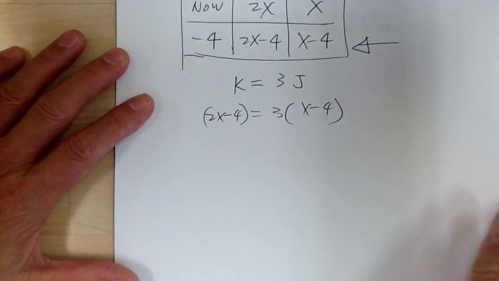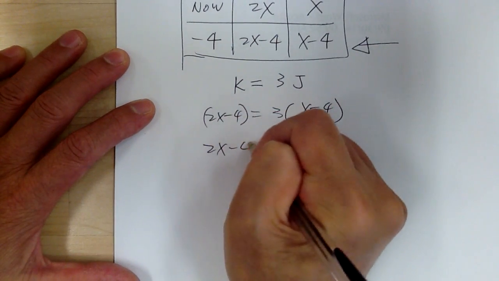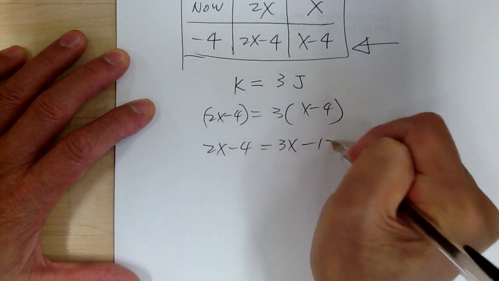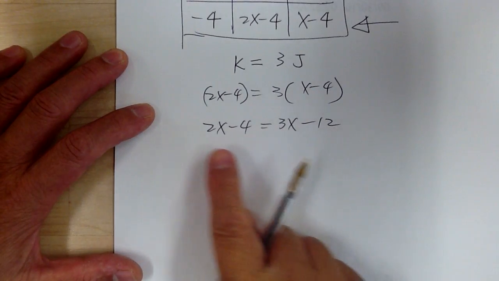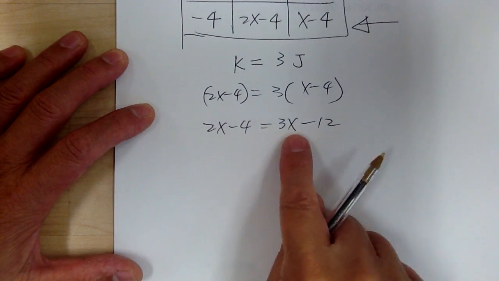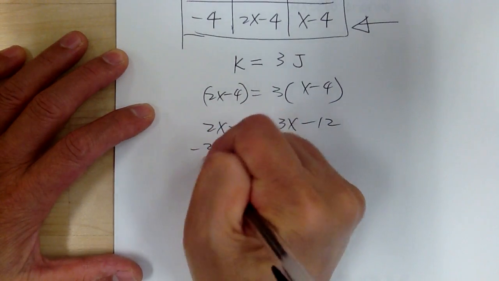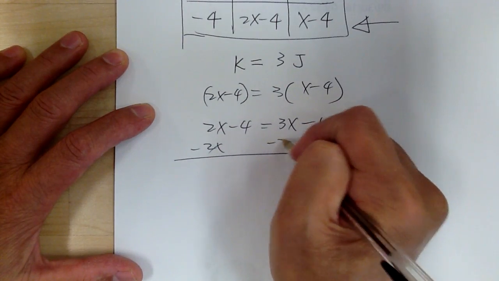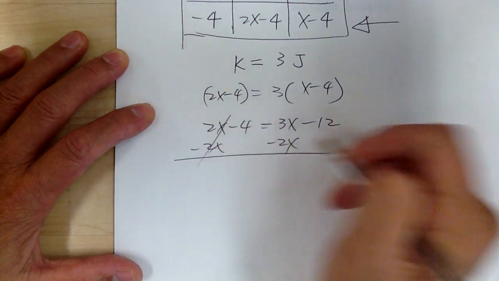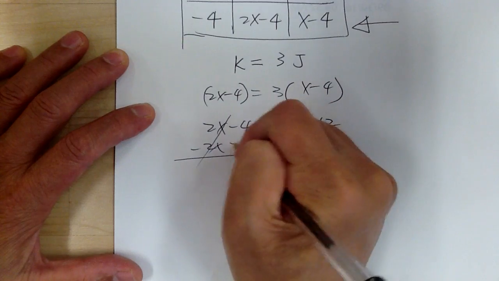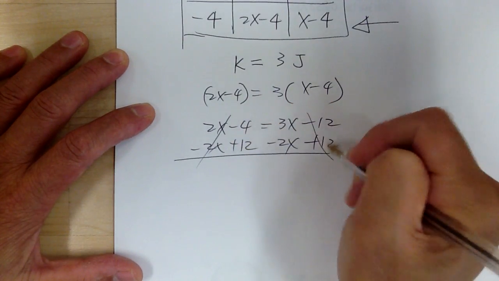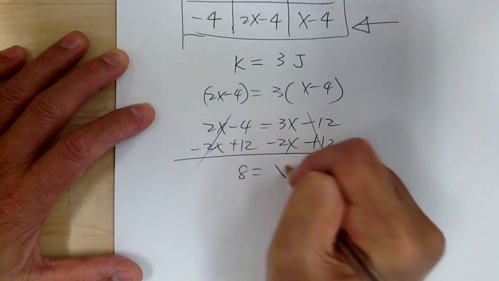So now you work it out. So you got 2x minus 4 equal to 3x minus 12. So I'm going to move the variable to this side because this has a bigger number, so minus 2x. I don't like to deal with negative numbers. So minus 2x, this cancels out, plus 12, plus 12. So this cancels out. So you got 8 equal to x.